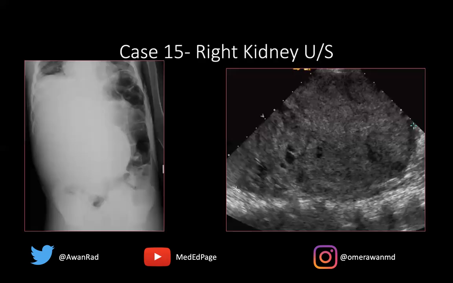Now moving on to GU, we have a frontal view of an X-ray showing a mass, right? There's this mass effect on the colon that's pushing all the bowel loops to the left. So this suggests that there's a mass here in the abdomen. We do an ultrasound of the kidney. We see a heterogeneous mass arising from the kidney. This is what a Wilms tumor would look like, right?